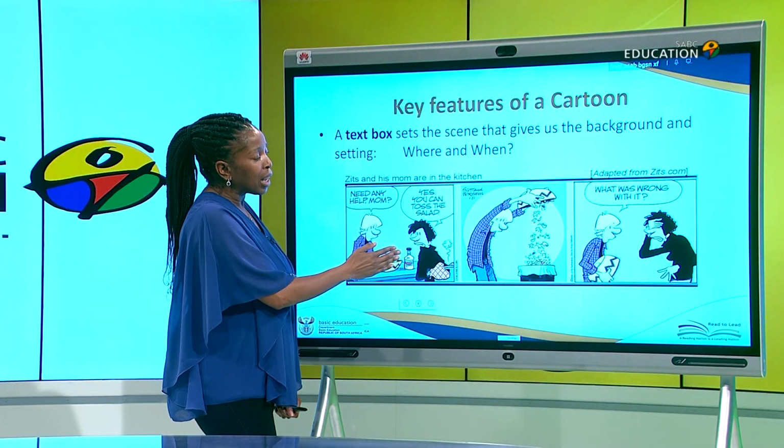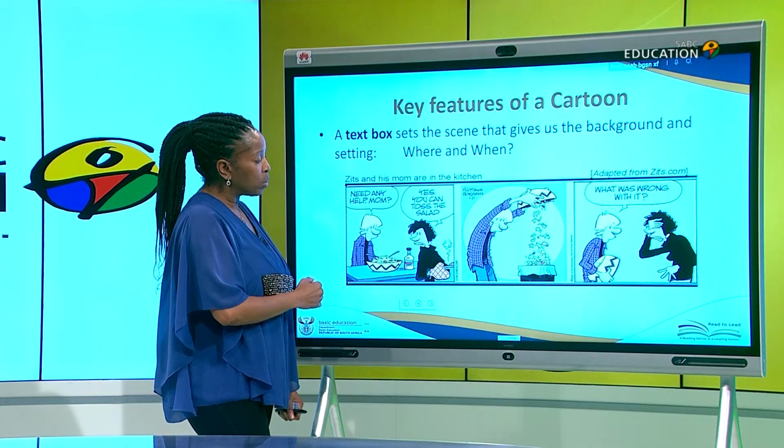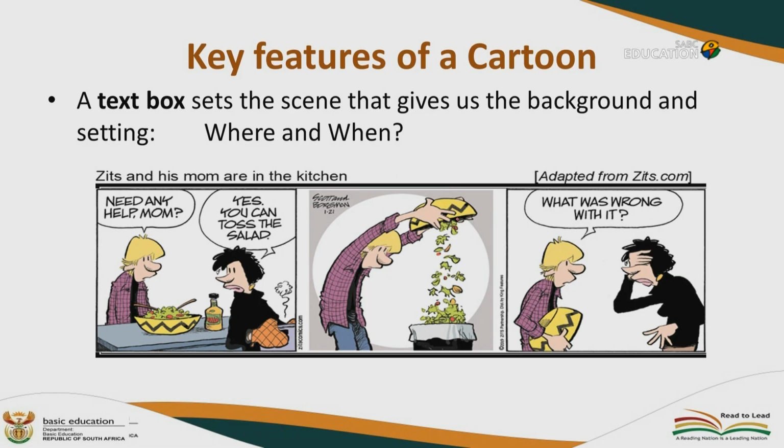Now, if you look at frame 1, for example, you will see that in frame 1, Zitz is with his mother. But how do we know they are in the kitchen? A few things are giving us an idea. There's a bowl of salad, a salad bowl. There's some ketchup there or maybe peri-peri. You see that she is holding a hot pot and there is some steam coming out from the pot.